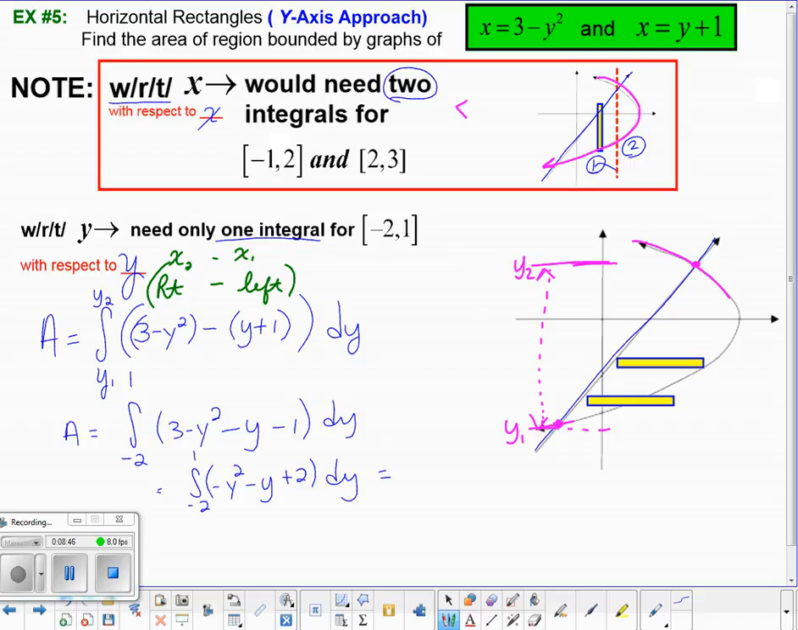Integration is going to be the same. It's just add the power, divide by the new power, add a power up, divide by that power, bring on a y, evaluating it from -2 to 1. And then that'll be the same. Just use your fundamental theorem of calculus, and we should be able to get our answer. I turned out with an answer of 27/6, which is 9/2.